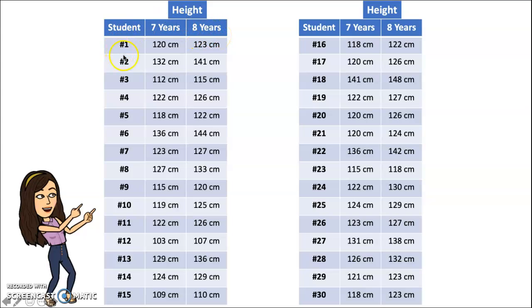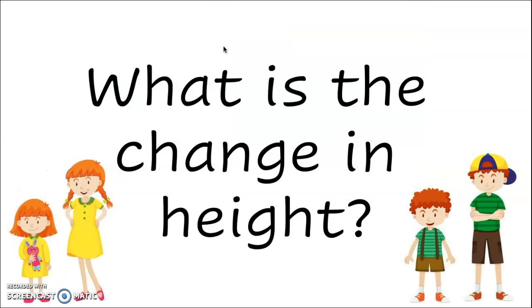Okay, so for example, let's look at student number 1. We see that when student number 1 was 7 years old, he was 120 centimeters tall. And now that he is 8 years old, he is 123 centimeters tall. So notice that he grew a little bit. He didn't grow that much, but he did grow a little bit. So we are going to try to answer this question. What is the change in height?